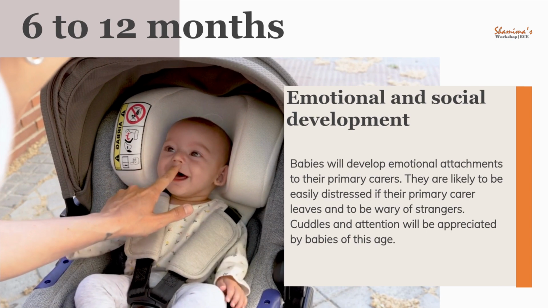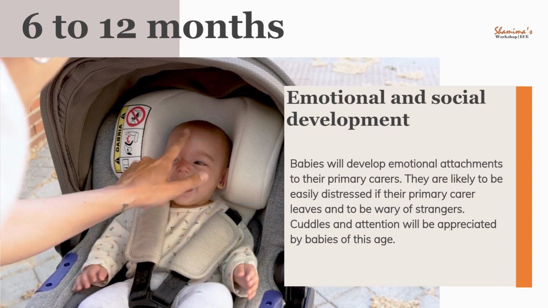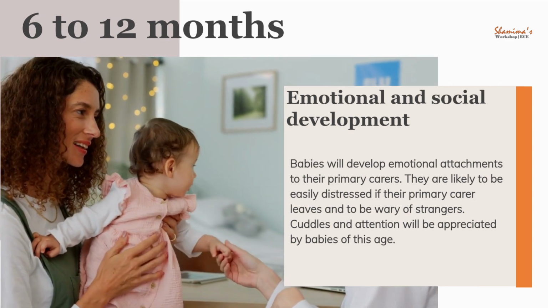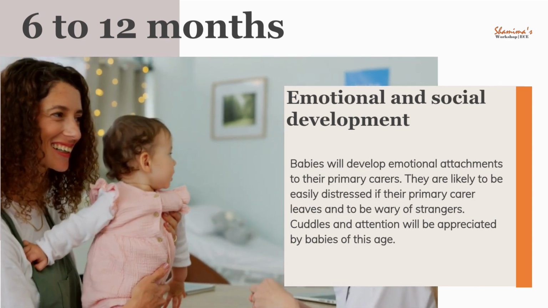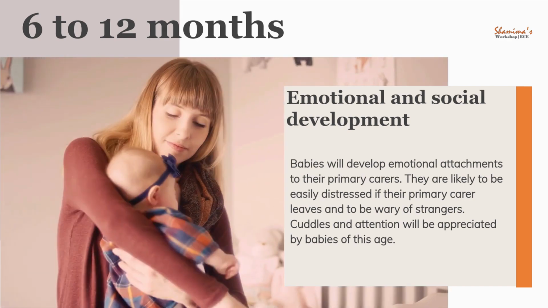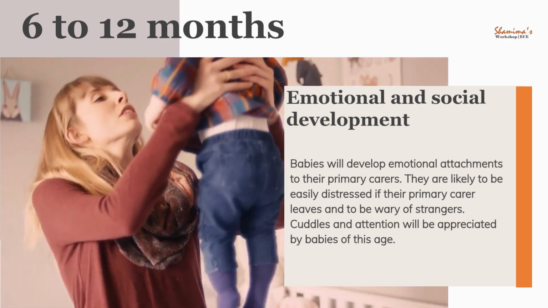6 to 12 months. Emotional and social development. Babies will develop emotional attachments to their primary carers. They are likely to be easily distressed if their primary carer leaves and to be wary of strangers. Cuddles and attention will be appreciated by babies of this age.